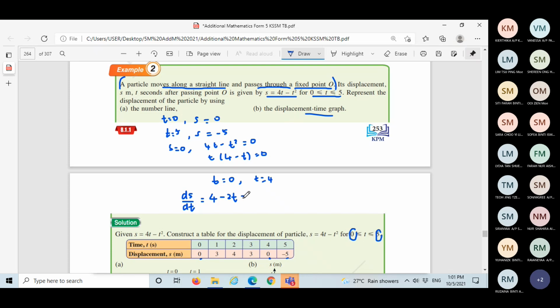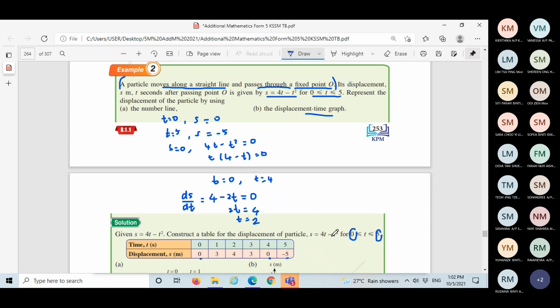Okay, and then after that, let it equal 0. This is for you to find the maximum point. Therefore 2t, you forgot already, this is another time you do divisions. It's 4. Then t, 4 divided by 2, you get 2. So t equals 2 at this time.